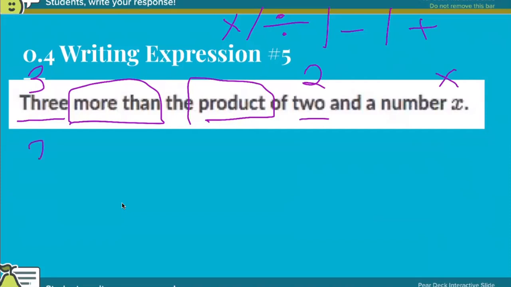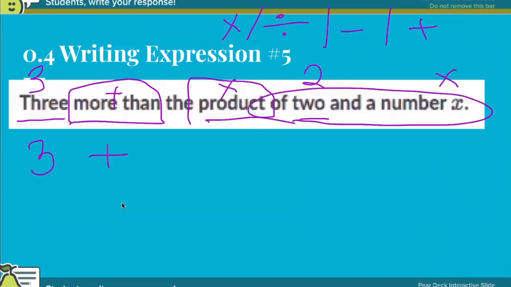So I have 3 more than. "More than" is addition because more than means add. "Product" is multiplication. So we have a product of 2 and a number x. That means 2 times x. Or if you want to write 3 plus 2x, that will work too. So that's what I mean by writing an expression.